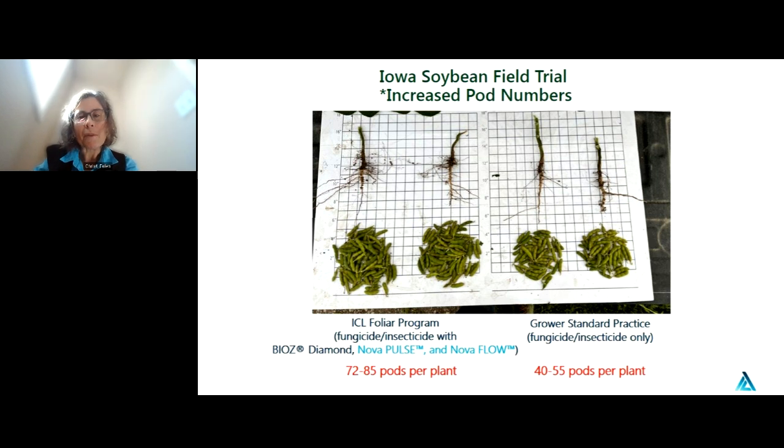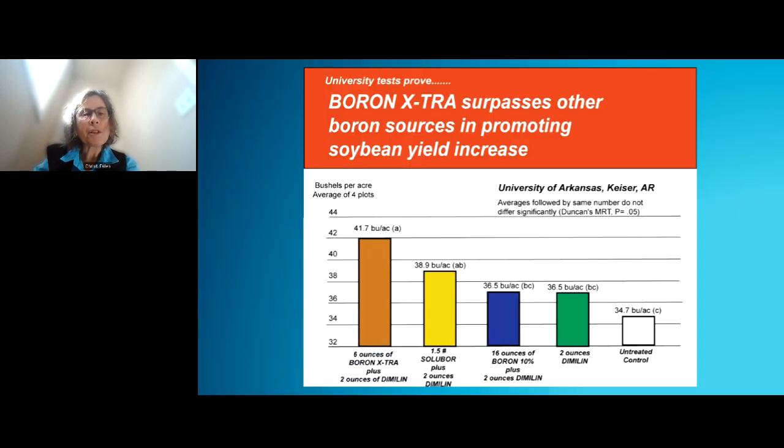So then does it make a difference economically? Is it a good option as far as that goes? You have your Nova Pulse and your Nova Flow on the left, more pods per plant, definitely in comparison to the ones on the right. So then the additional piece of the puzzle would be, what about yield? Here's another example with the insecticide, the Demelin. And so we see a response here of 36 bushels up to 41 and a half from the standpoint of that.